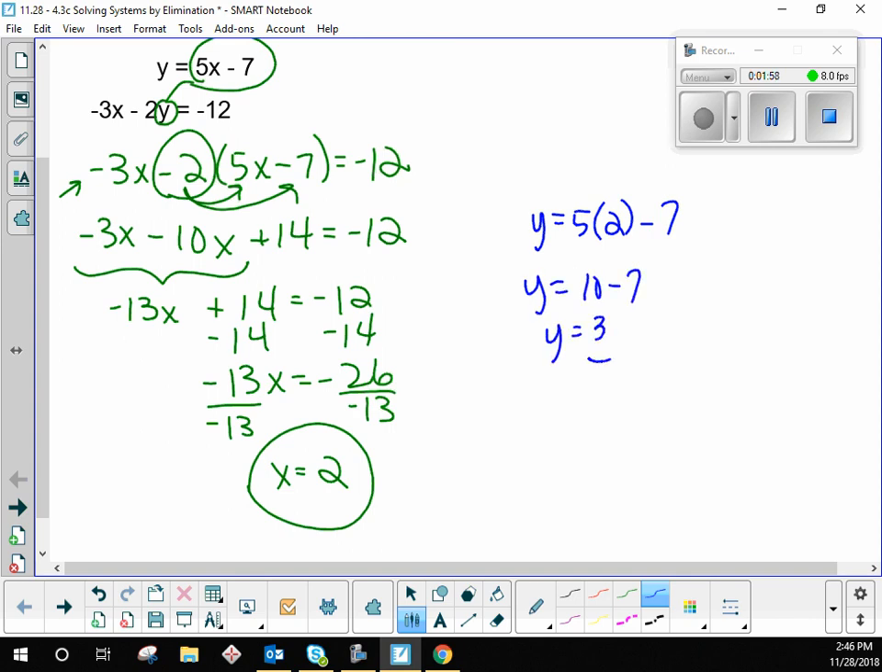And how do I write my final answer? Yes, parentheses, x, comma, y, parentheses. And so this happens to be (2, 3). Okay, perfect. What we're doing today is still solving a system of equations. So it's got two equations with two variables.